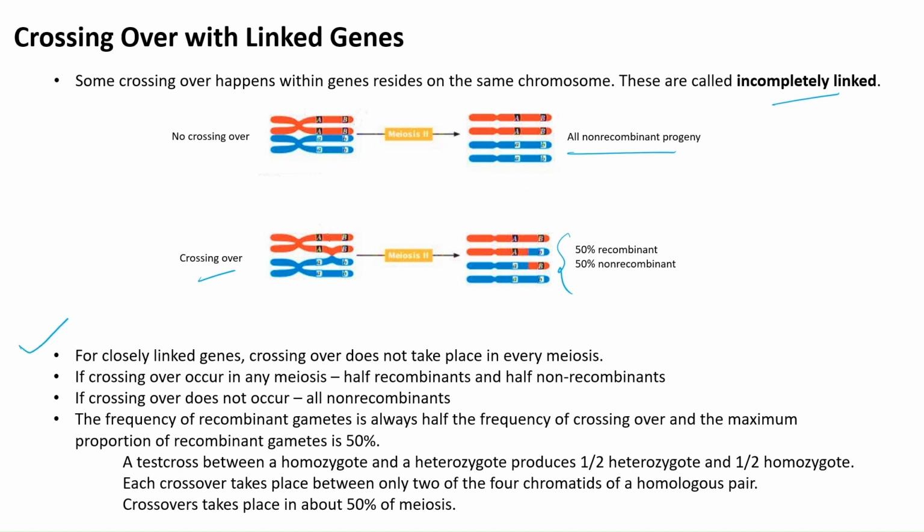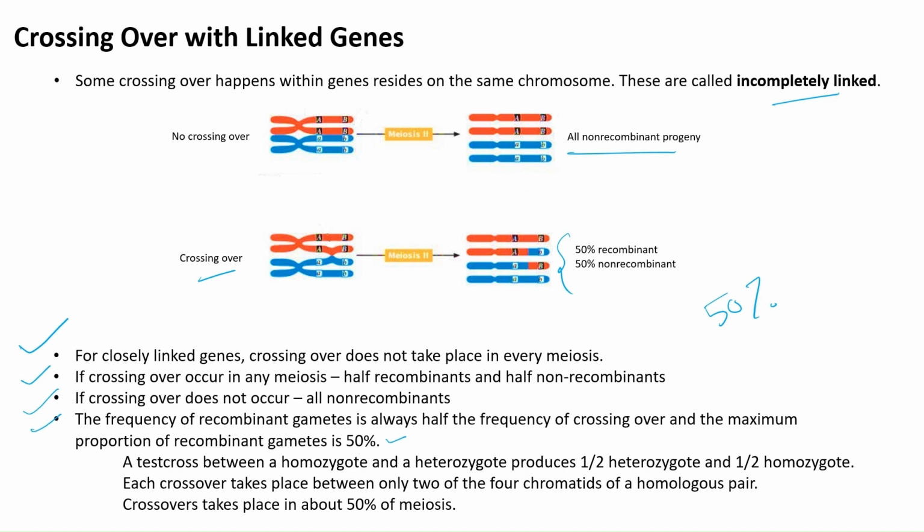So for closely linked genes, crossing over does not take place in every meiosis. In every meiosis, there won't be crossing over like in normal genes, but some crossing overs in some meiosis are allowed. If crossing over occurs in any meiosis, half will be recombinant, half will be non-recombinant. If crossing over does not occur, all non-recombinants. The frequency of recombinant gametes is always half the frequency of crossing over. And the maximum proportion of recombinant gametes is 50%. Recombination cannot exceed 50%. The 50% is the maximum proportion of recombination.